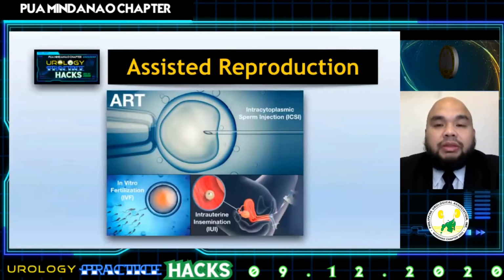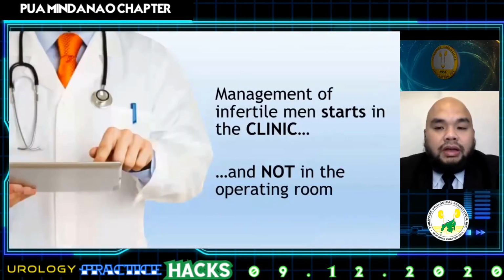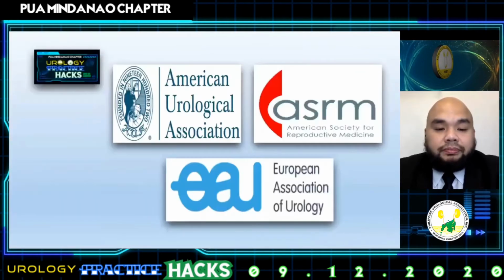Some of the treatment options for male infertility might require assisted reproduction, which might not be in congruence with your religious belief. But for the sake of discussion, we will be talking about this treatment option. Remember that management of infertile men starts in the clinic and not in the operating room, meaning surgery is not always a treatment for these men with poor reproductive potential.